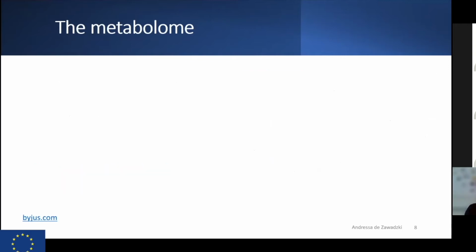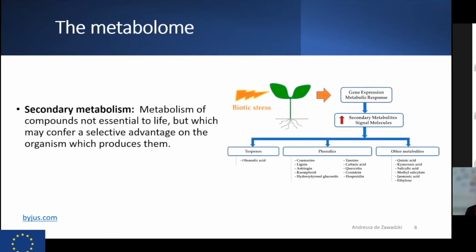We also have the secondary metabolism, which is responsible for the production of specialized metabolites that are not essential for keeping the organism alive. However, they may confer an additional advantage for the organism to survive. Here we have an example, the secondary metabolism of plants, which produce some metabolites with a bactericidal effect that might help the plant to be resistant to pathogens.